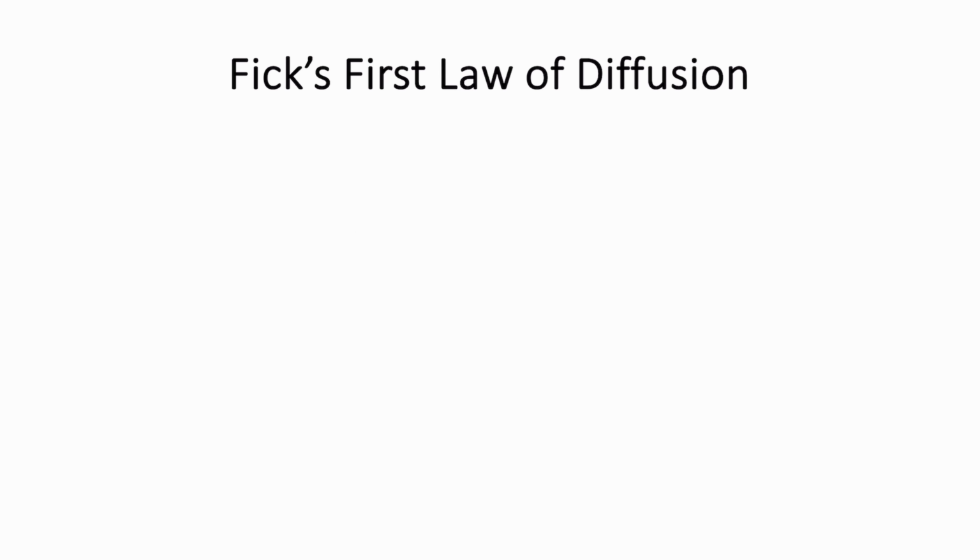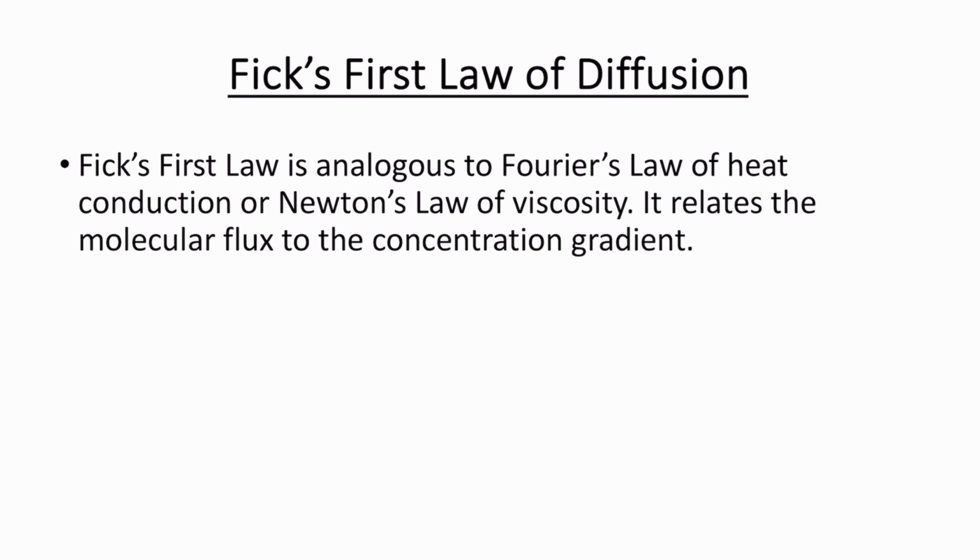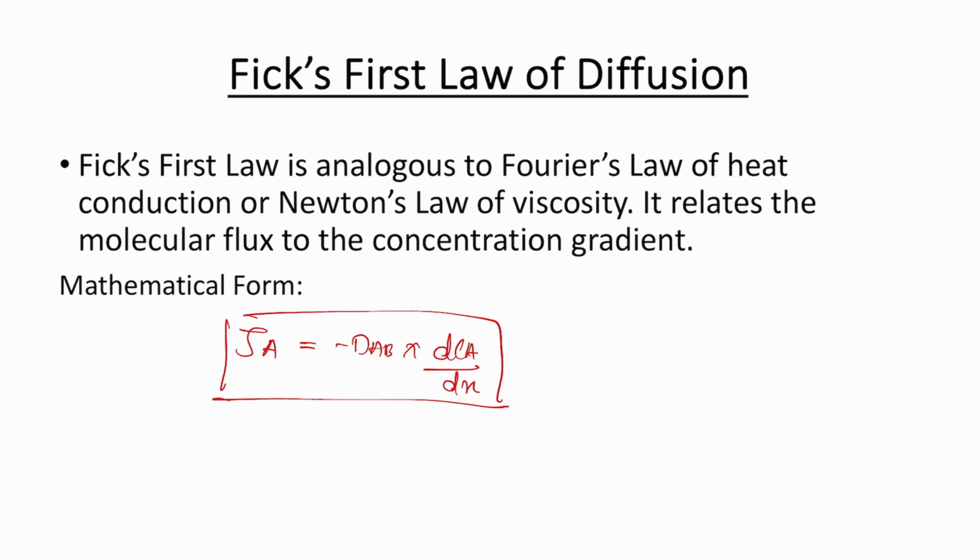Fick's first law is analogous to Fourier's law of heat conduction or Newton's law of viscosity. It relates the molecular flux to the concentration gradient. Its mathematical form is: molar flux J equals minus the diffusivity of A in B times the concentration gradient of A. Also, here the negative sign indicates that the diffusion occurs down the concentration gradient, from high concentration to low concentration.